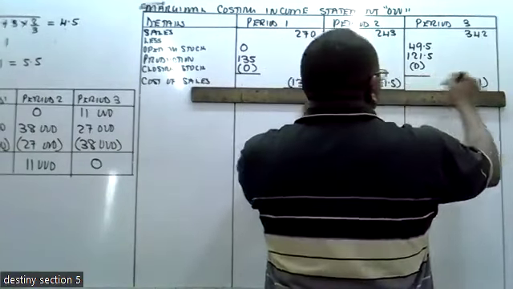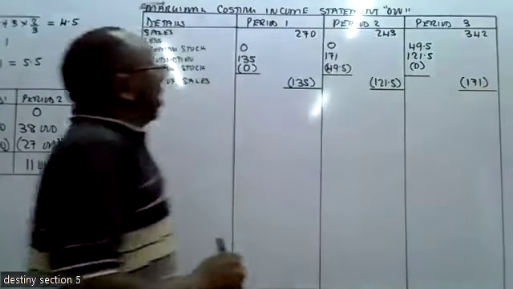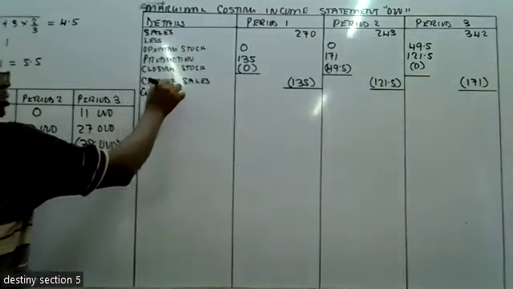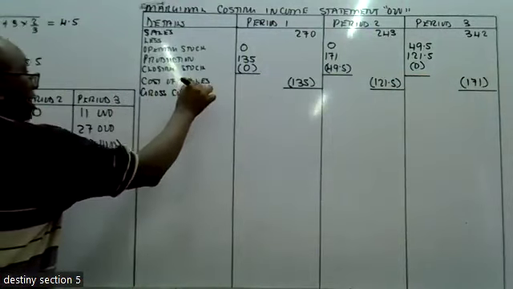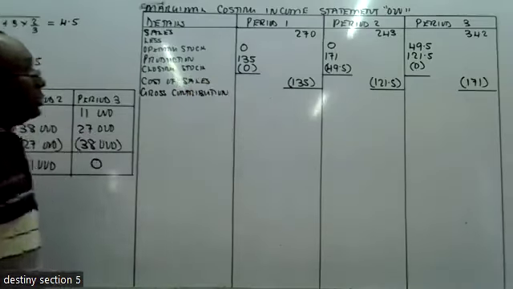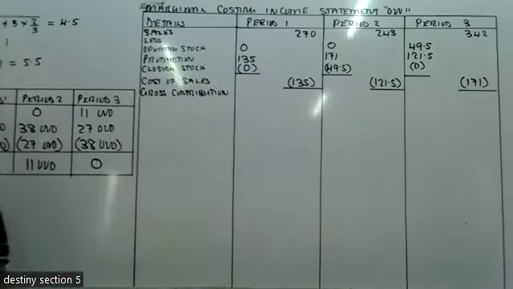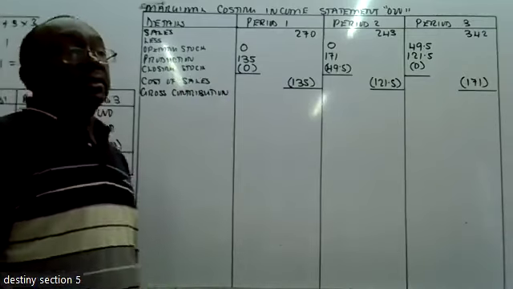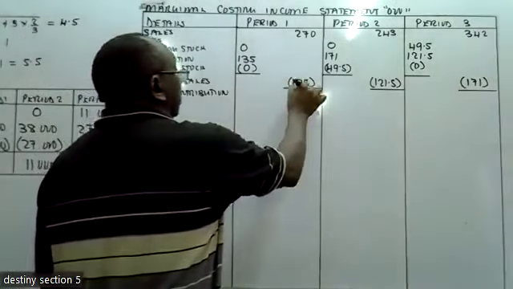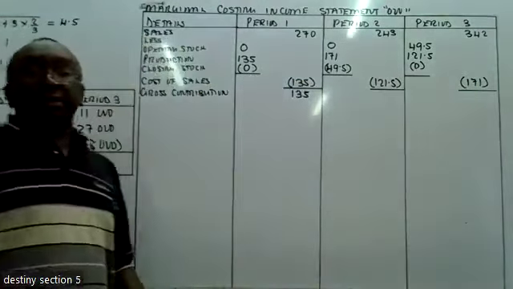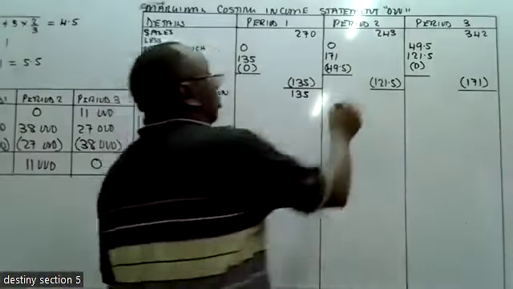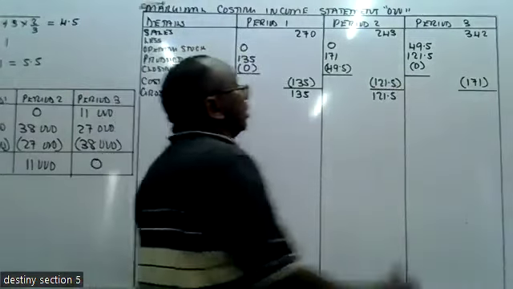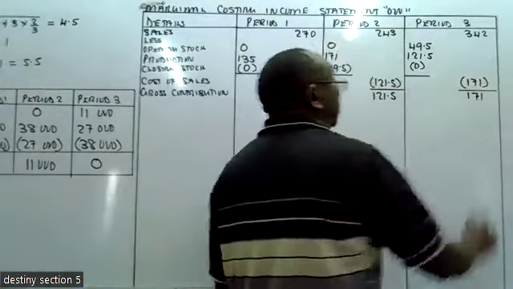Sasa this figure now we subtract from sales, and when you do so, the answer we get is called gross contribution. Don't call it gross profit, we call it gross contribution. So in the first case, 135. In the second case, 121.5. 171 on the half of each.